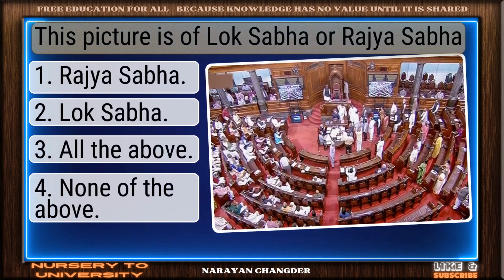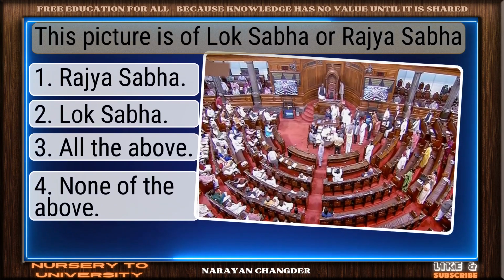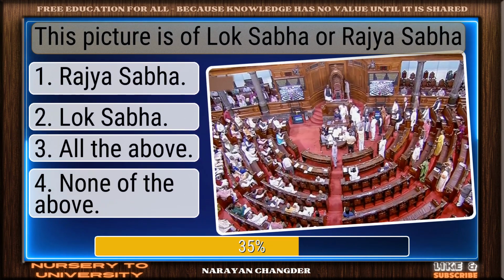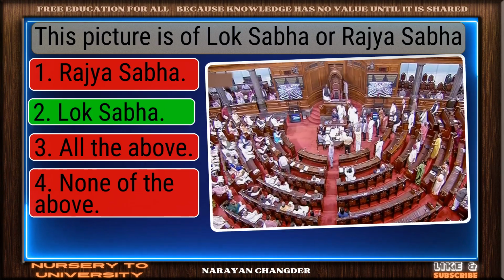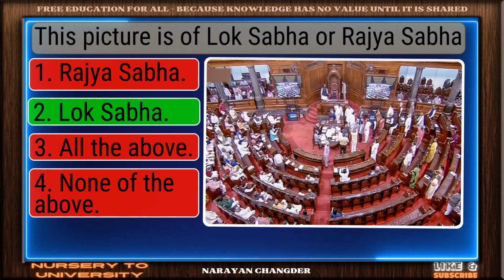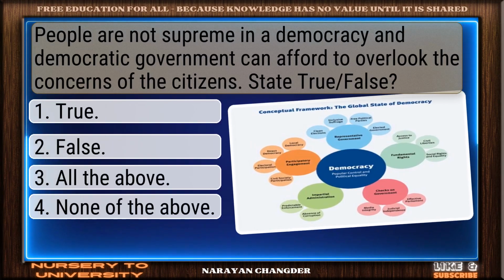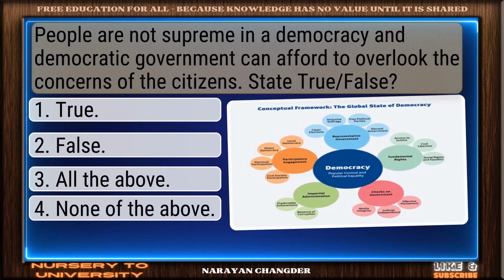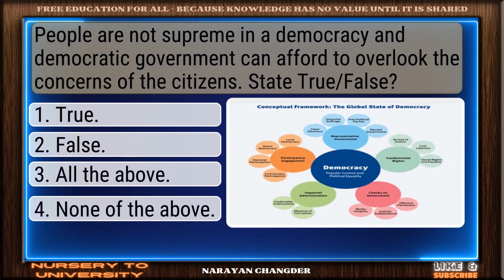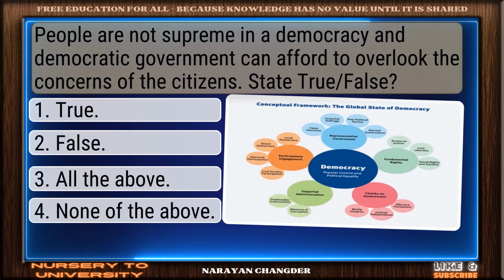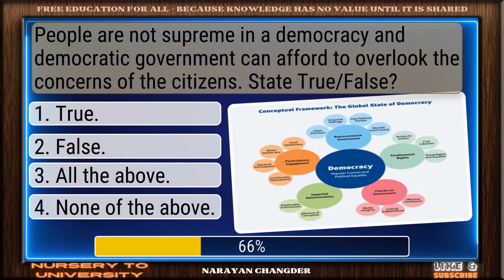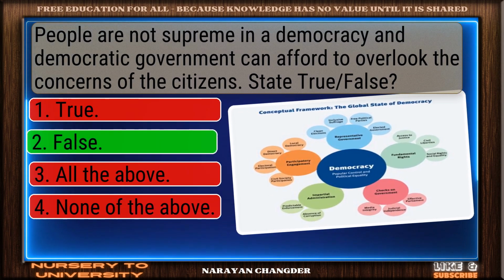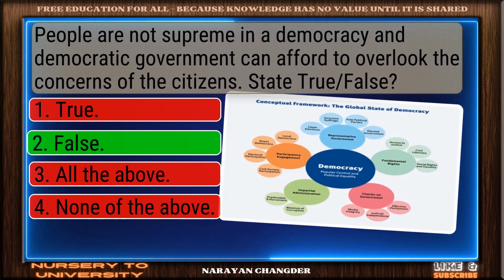Question number 10. This picture is of Lok Sabha or Rajya Sabha? Great thinking. Lok Sabha is the right choice. Question number 11. People are not supreme in a democracy, and a democratic government can afford to overlook the concerns of the citizens. State true or false. Correct. False is the right answer.